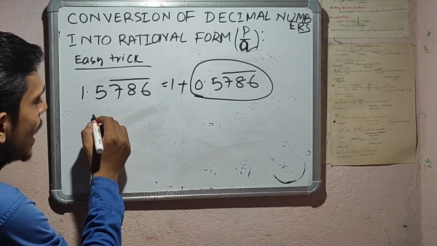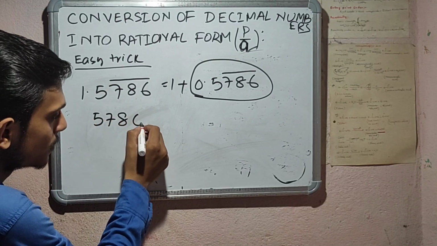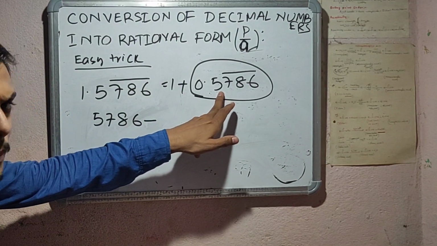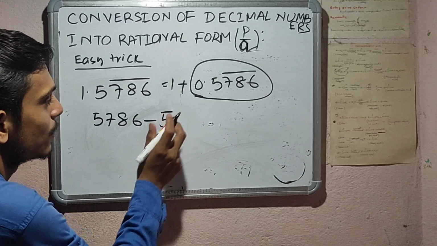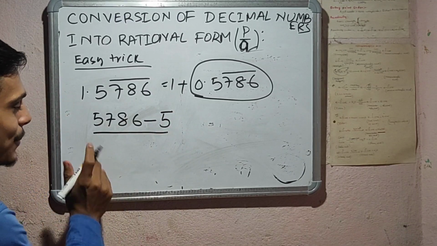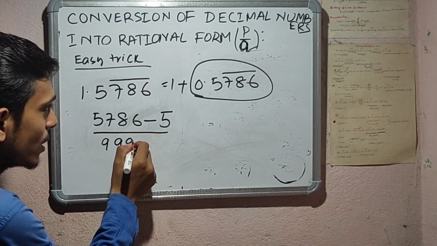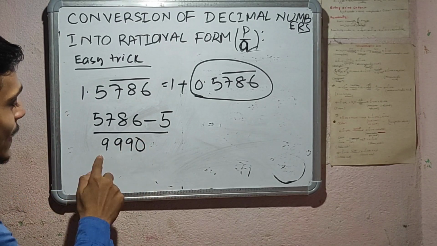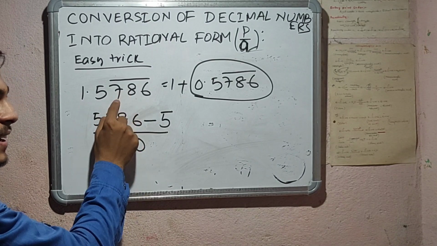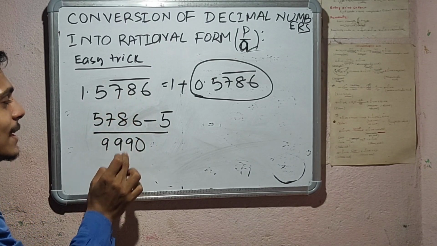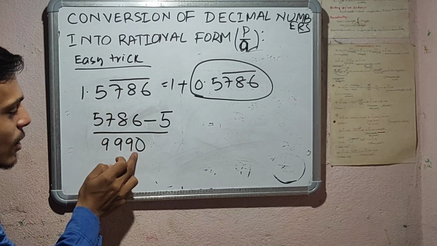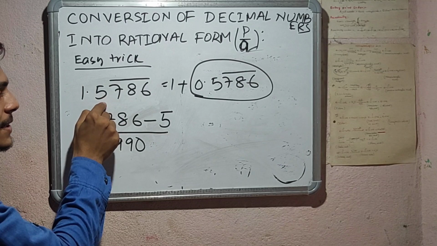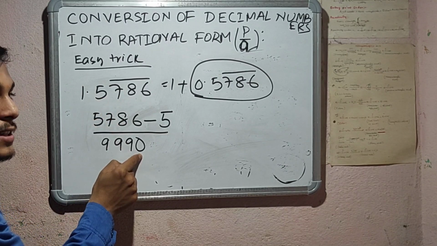So that is 0.5786 bar. According to the formula, write the whole number, and subtract the number that is non-repeating. Which number is not repeating? That is 5. Clear? 5 is non-repeating. Divided by, continuing, write 9 for the repeating digits, but after 999 you have to write 0. Because 786, three digits, are repeating. So 9 is written for repetition, and 0 is written for non-repetition. That is 5, only one digit is remaining that is non-repeating, so I write 0 here.